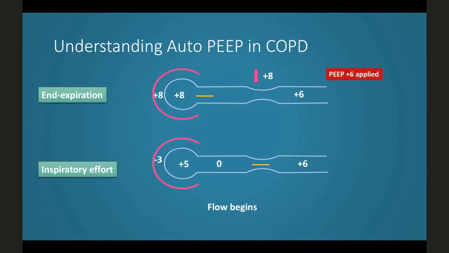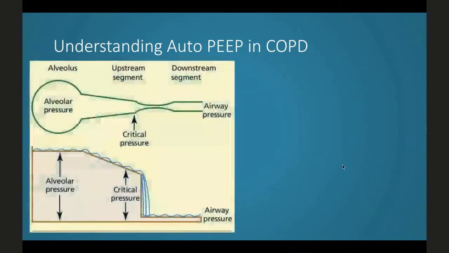We have all learned that application of PEEP will keep the airways open because of the positive end expiratory pressure. Does it happen like this? Will it obstruct the exhalation? For that concept, you can see this waterfall principle. In the previous example, the alveolar pressure was +10, critical pressure may be around +6, and the airway pressure of 0.